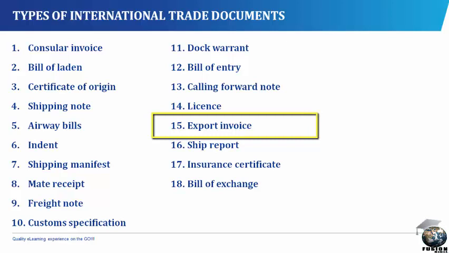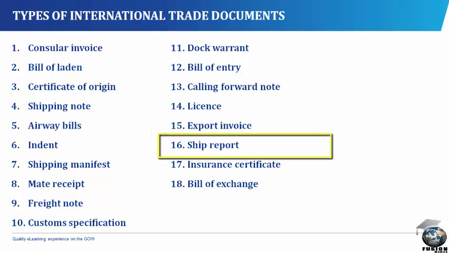Export invoice. An export invoice is a document sent by the exporter to the importer, giving a full description or complete summary of the goods dispatched. It shows the list of goods, terms of sale, quantity, price, name of ship, and the total amount to be paid. The exporter will send this document to the importer.